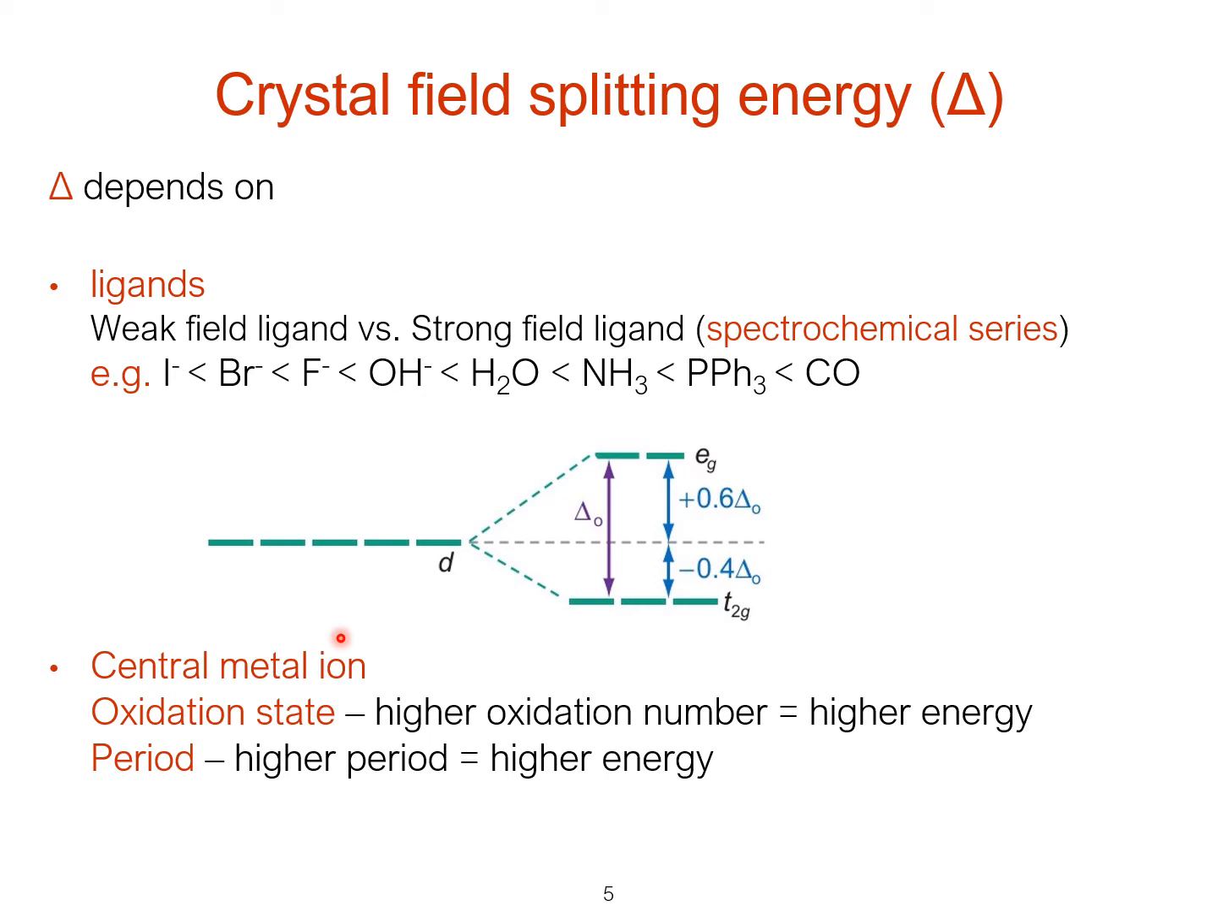The other thing that can make a difference is the central metal ion. So its oxidation state makes a difference. If it's a higher oxidation number, it will be a higher energy, which means these are further apart. And also which period or which row of the transition metals it's in makes a difference. So again, if it's in a higher period, if it's further down the transition metals, it will be a higher energy, therefore have a higher splitting again.